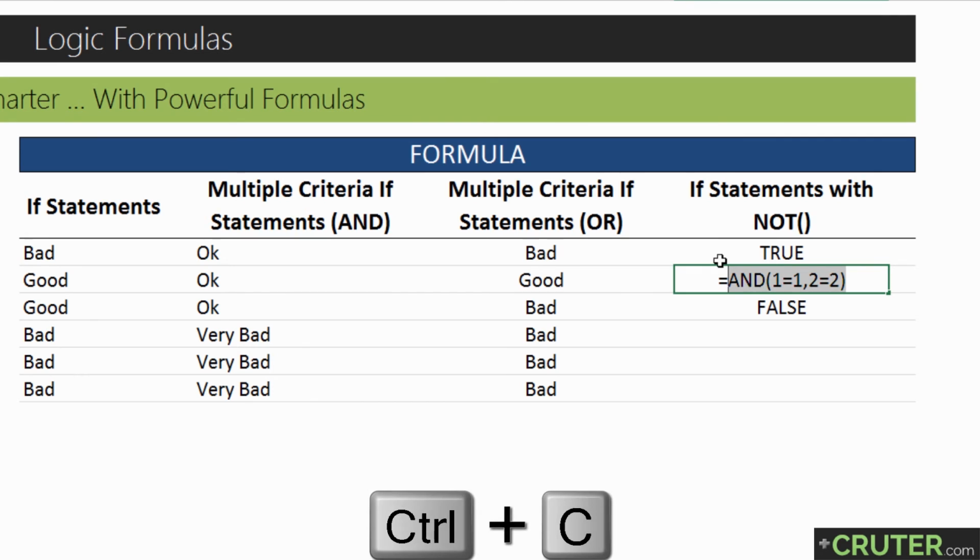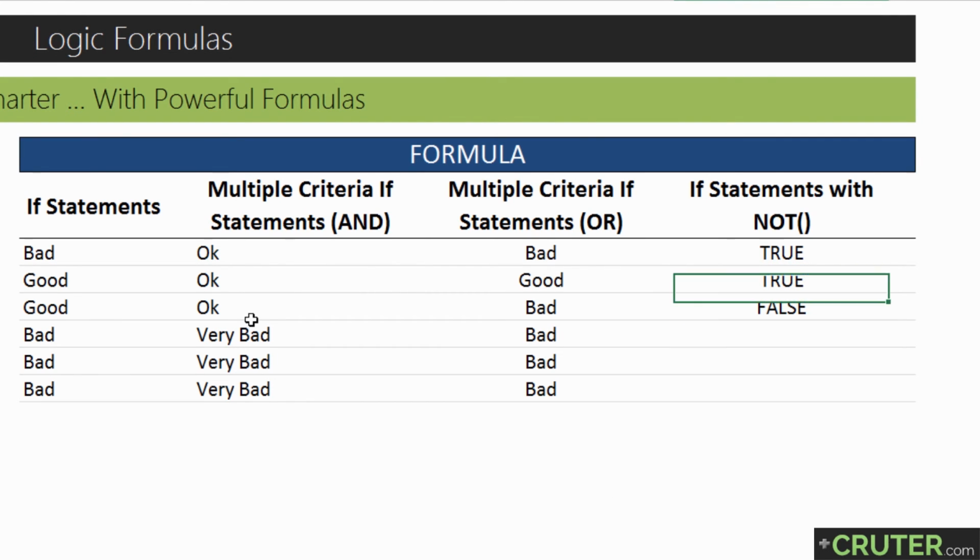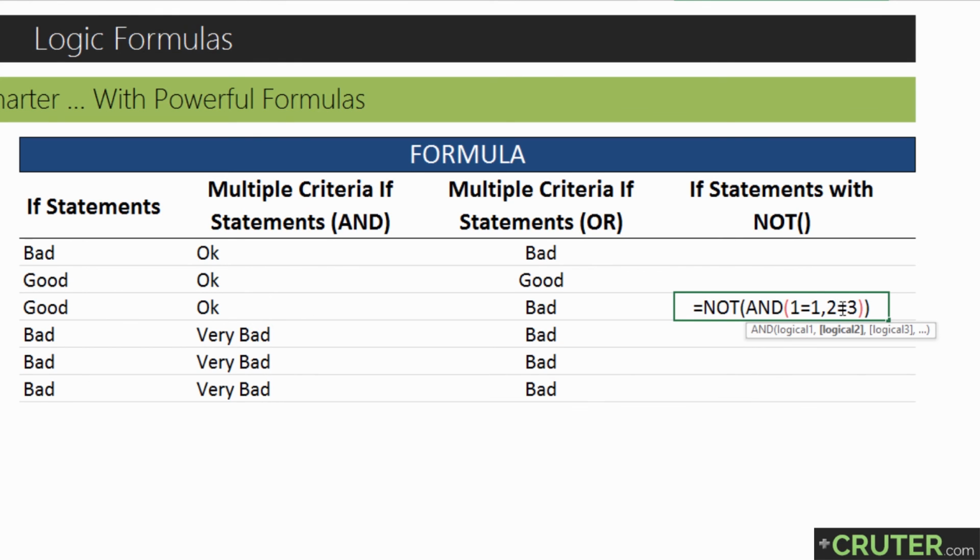So again, you copy this in, replace the reference cell, and you see that, hey, this is now false. But if you come in here and change this to 3, so 1 equals 1 and 2 equals 3, obviously that's false, but it will return true. So it's just a quick way to flip the signs if you need to do that.